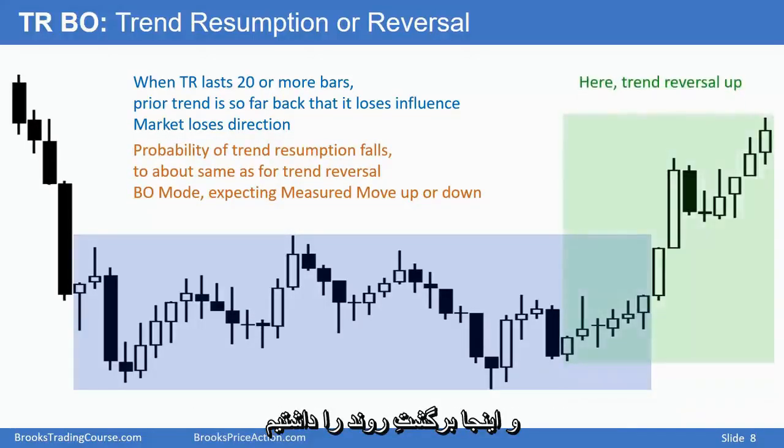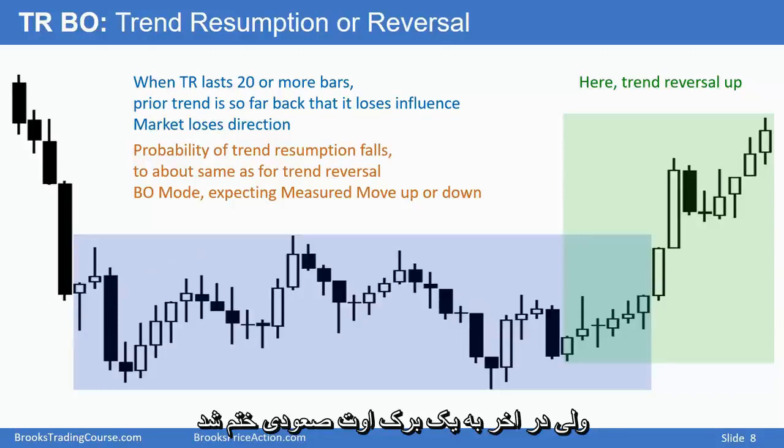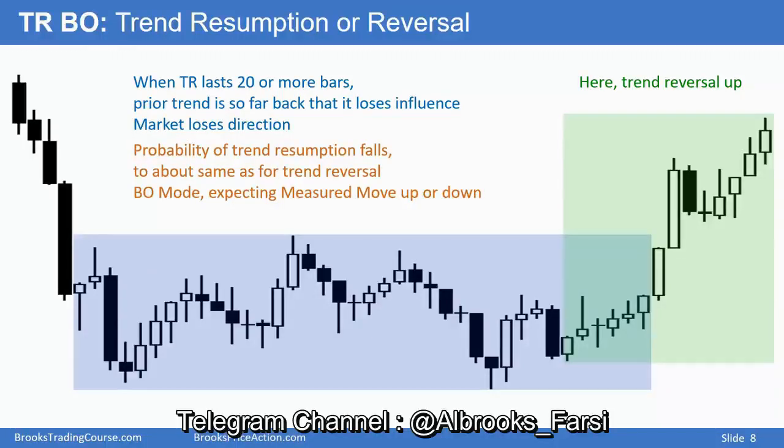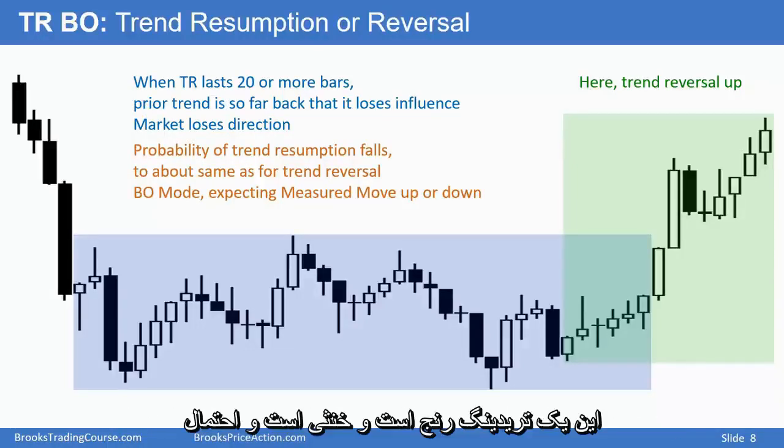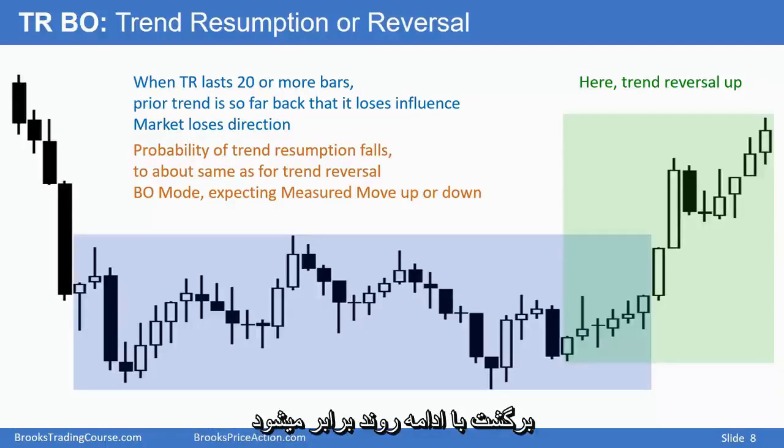And here we got trend reversal. Bear trend, head and shoulders top, bear flag, but we ended up getting a bull breakout. Because, as I said, once a pullback grows to 20 or more bars, it's a trading range and it's neutral, and the probability of a reversal is about the same as the probability of trend resumption.